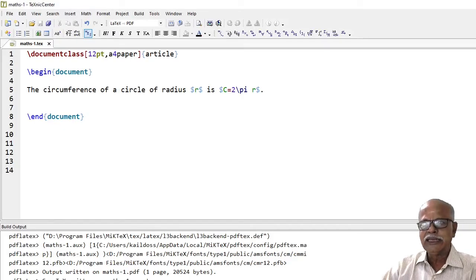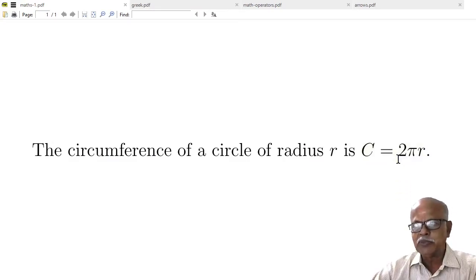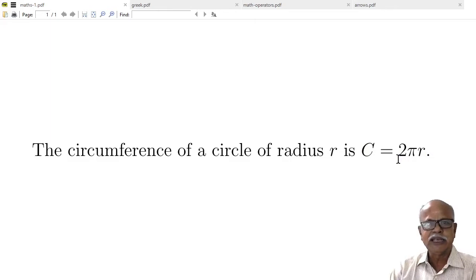Remember, in the editor, I have not given any space before or after the equal to sign. But in the output, there will be automatically a space before and after the equal to sign. This is because the equal to sign is a binary operator.